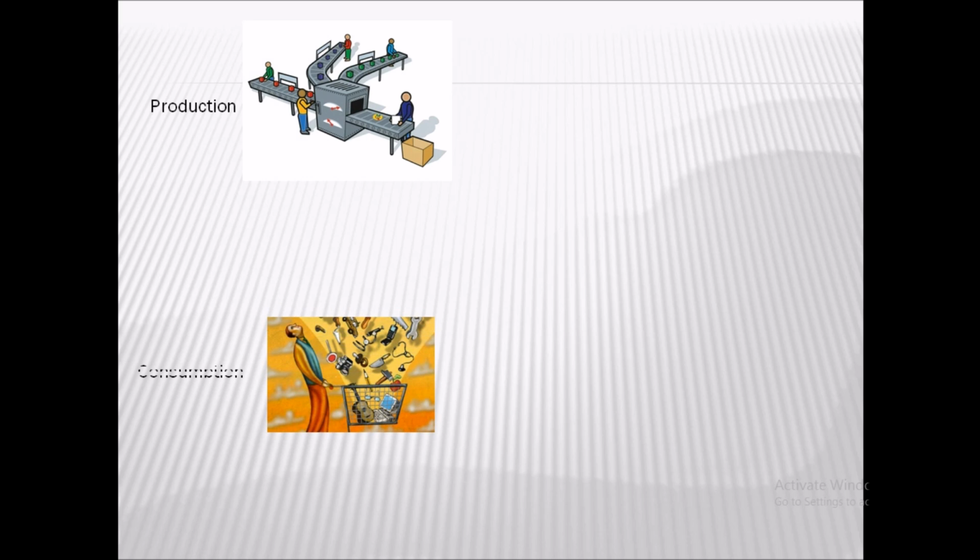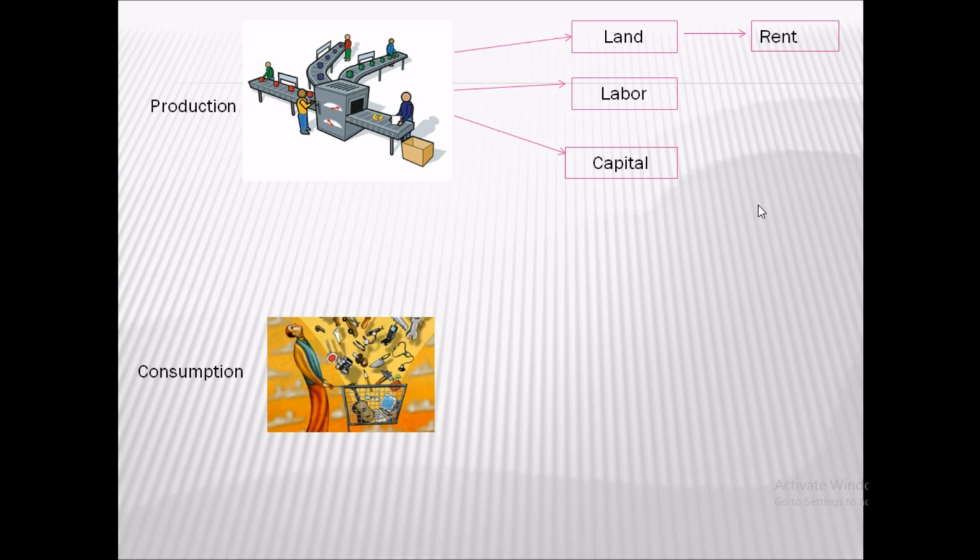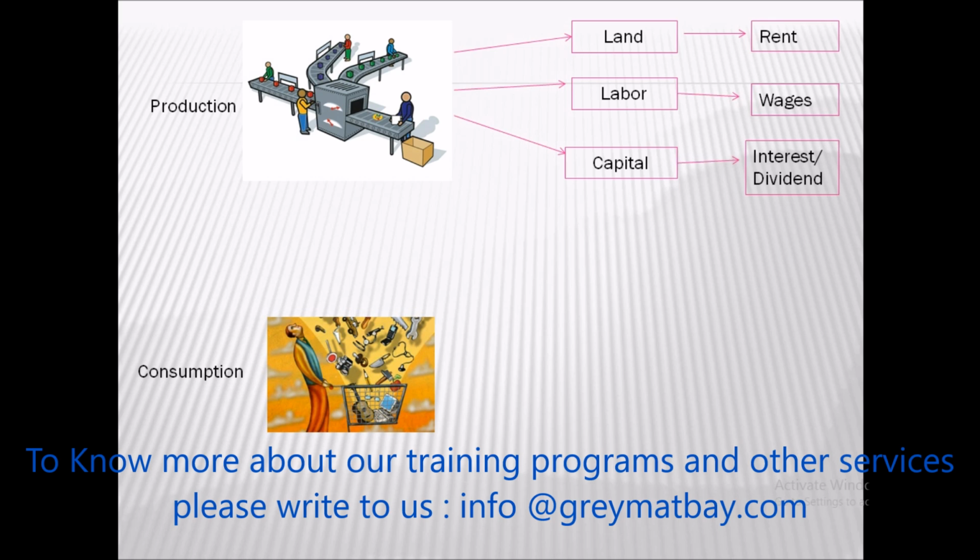The most important activities which happen in an economic system are production and consumption. Production is an activity in which the producers combine the basic factors of production like land, labor, and capital, and produce output. For using these basic factors of production, they pay a factor payment to the providers of these factors. The factor payment paid for land is rent, and the factor payment paid for labor is wages. The factor payment paid for capital is interest and dividend.